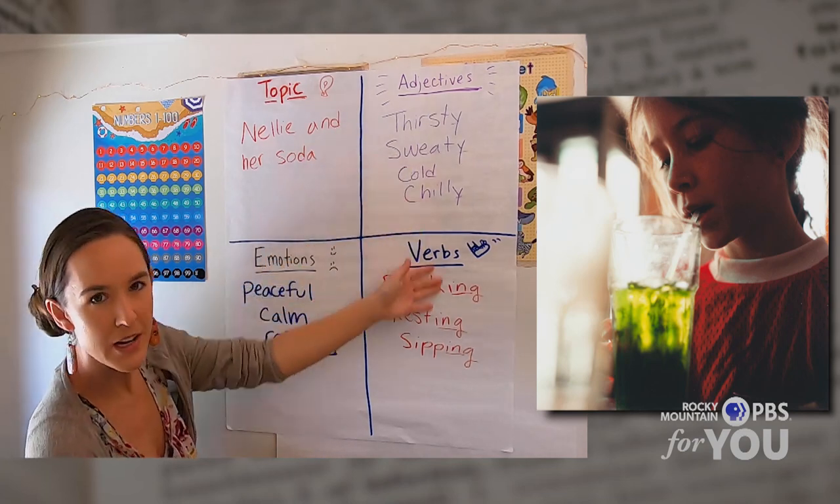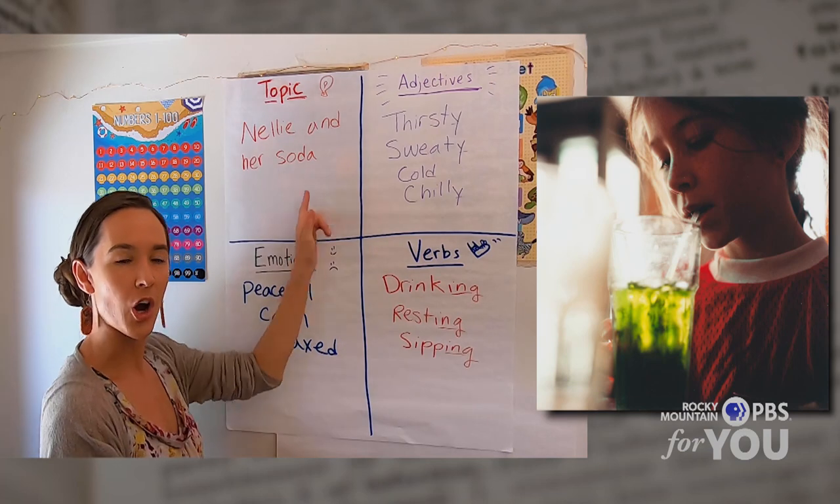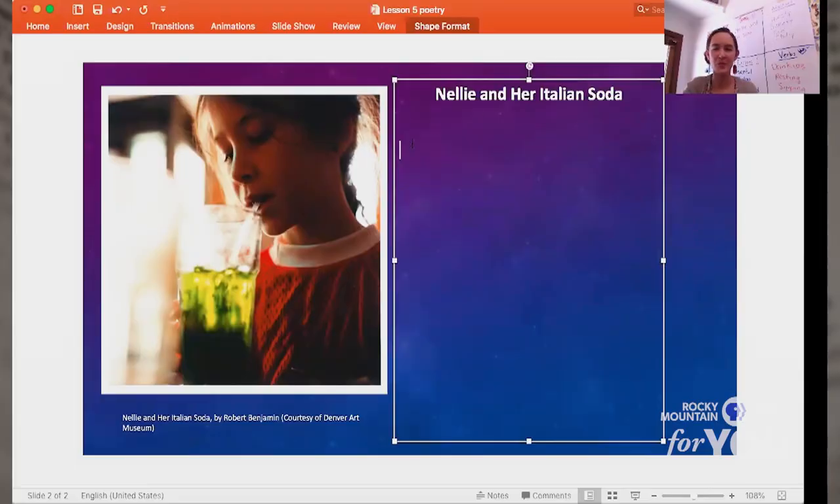Okay, this was my brainstorm. Now I have a lot of words I can use to make my art, right? My poetry art. That's our next step. I'm going to name my poem the same as the photograph, Nellie and her Italian soda. And I'm going to use the adjectives, verbs, and emotions we just thought of to help me write my poem. So I'm going to start by saying, Nellie played soccer today.